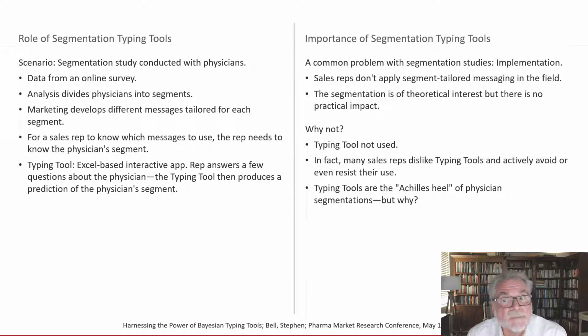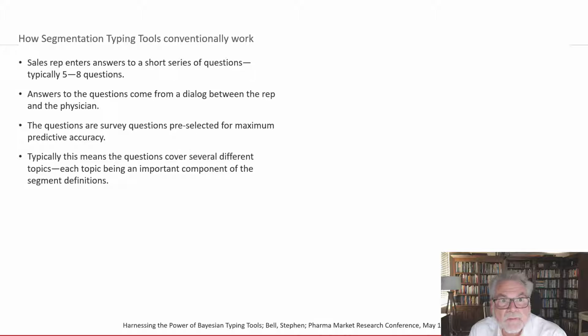And the big problem's the typing tool. Many sales reps don't like typing tools. And the question is why? And to answer that, let's take a close look at what happens with a conventional typing tool. In a conventional segmentation typing tool, the sales rep enters answers to a short series of questions. I've seen a number of typing tools over the years. Usually there's 5 to 8 questions. The answers to those questions will come from a dialogue between the sales rep and the physician.